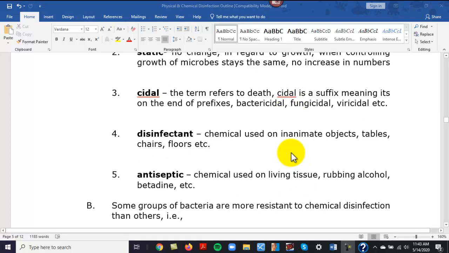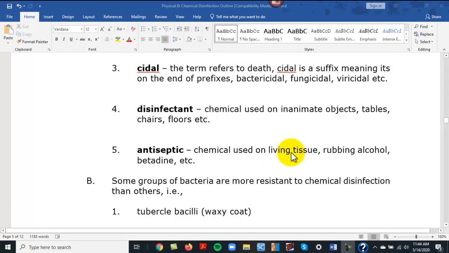Disinfectant, covered this earlier. It's used on inanimate objects, tables, chairs, floors, anything not living. And an antiseptic is a chemical used on living tissue. If you spray rubbing alcohol or alcohol that's watered down on a table, it's being used as a disinfectant. If you spray it on skin or rub it on skin, it's being used as an antiseptic.